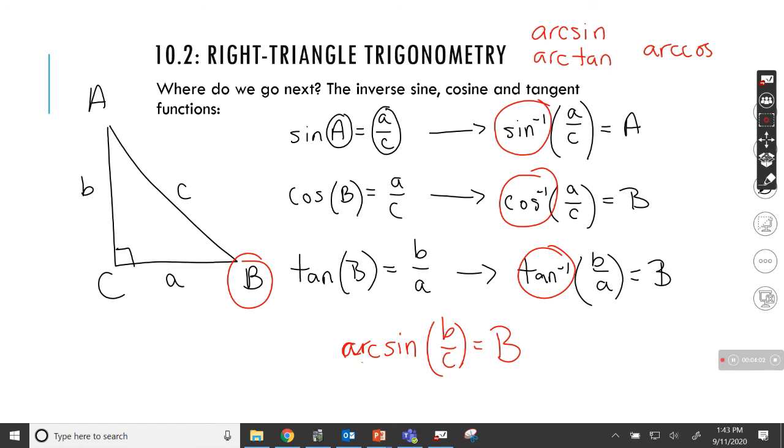That's it for now. Hopefully you have a little bit of an idea of what these inverse functions are, how to write them, what they do, and different notation for them.